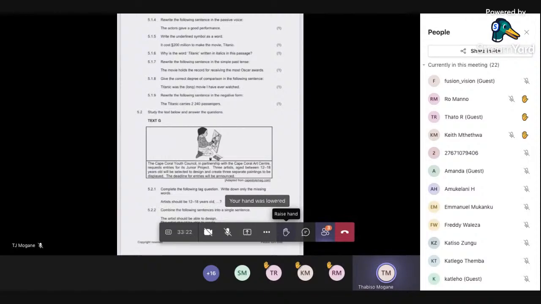Now, 5.1.9, rewrite the following sentence in the negative form. Now, in order for me to change a sentence into a negative form, I need to add the word not before the verb. That's all. So the Titanic carries 2,240 passengers. Now, if I add the word not only, it's not going to make sense, but I need a modal here.